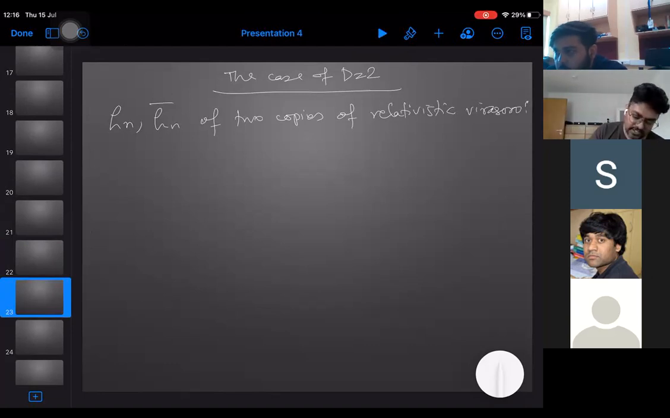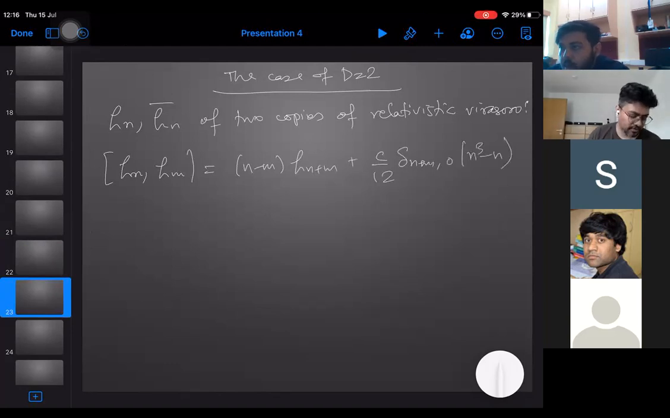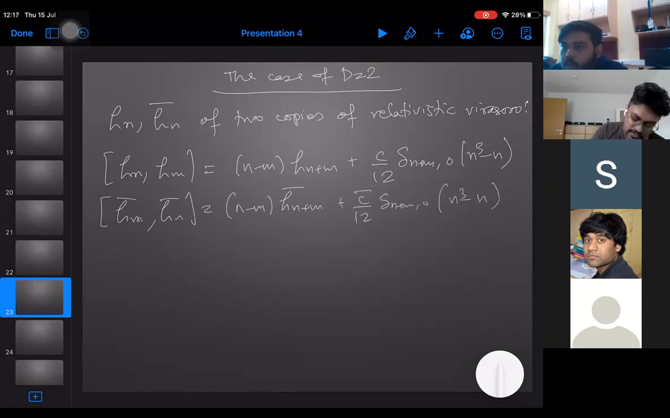So the algebra is given by this. Similarly, you will have it for the L-bar_n's, with c-bar by 12, and the commutator between L_m and L-bar_n is 0.